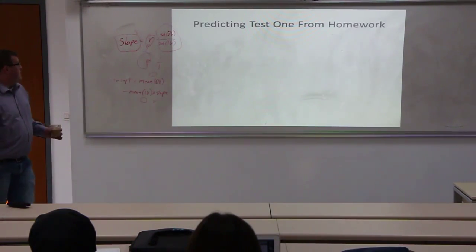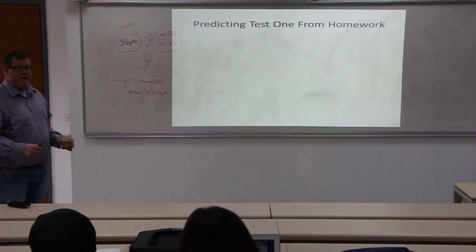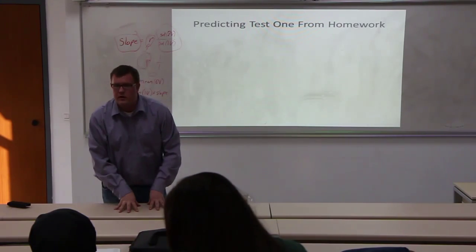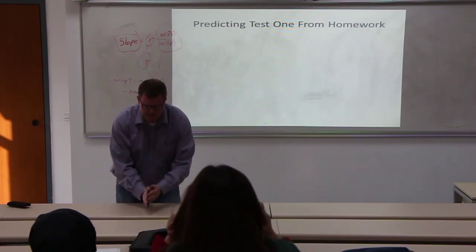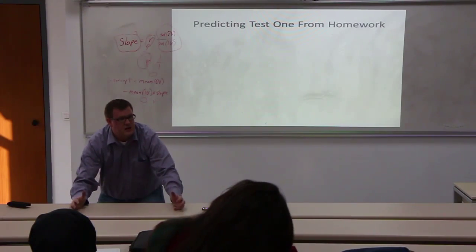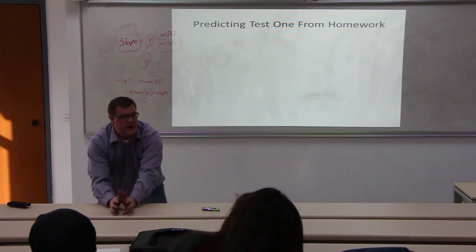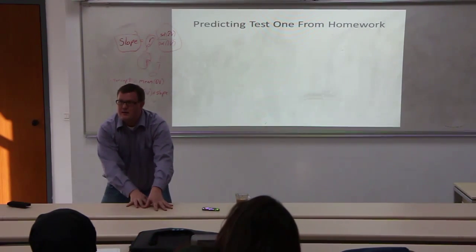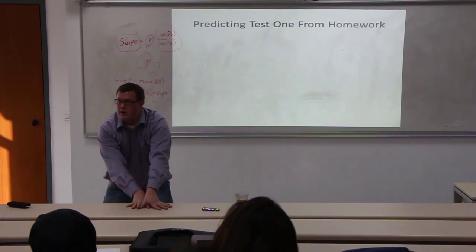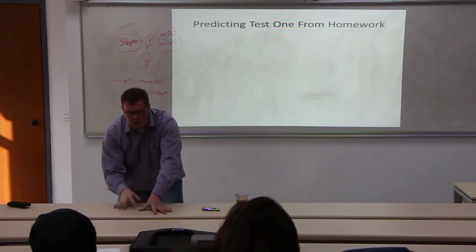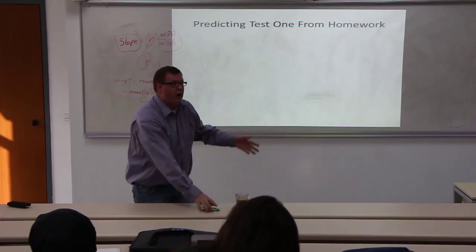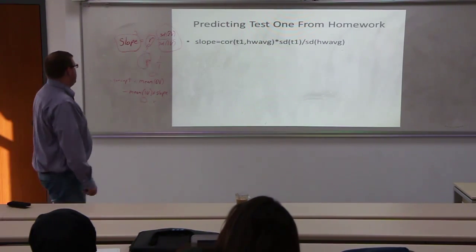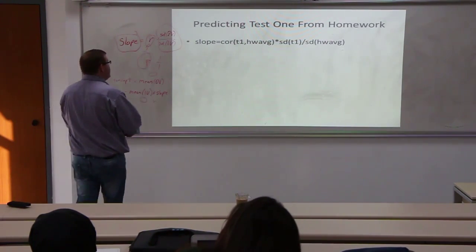So let's predict test 1 from homework. If we predict test 1 from homework, then we can break that variance up into pieces: the part of the variance that's explained by the relationship between test 1 and homework, and then the rest, the variance that isn't explained by homework. We don't want the part that's explained by homework because we've already accounted for homework originally. It gave us the 45%, or whatever it was.